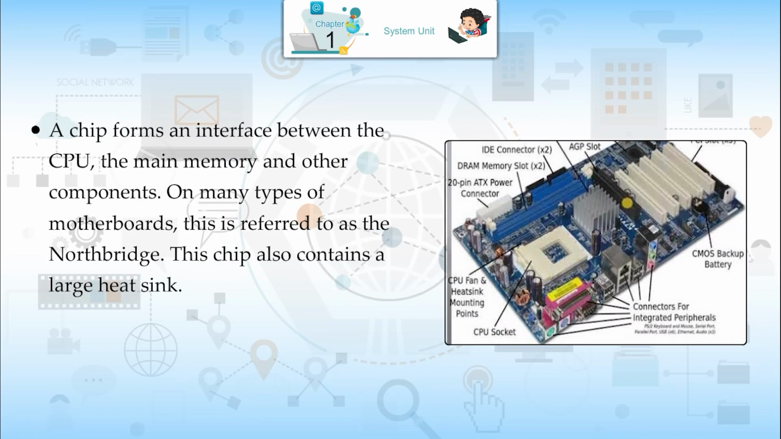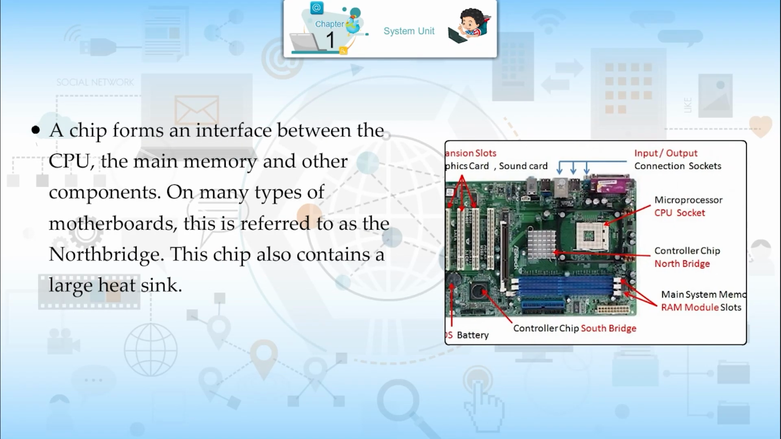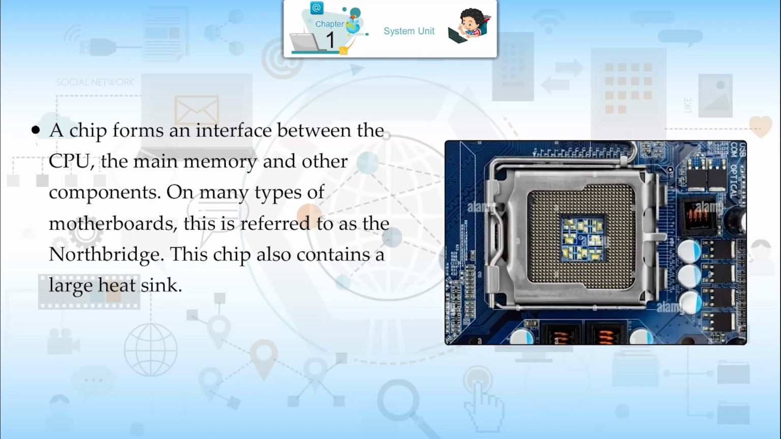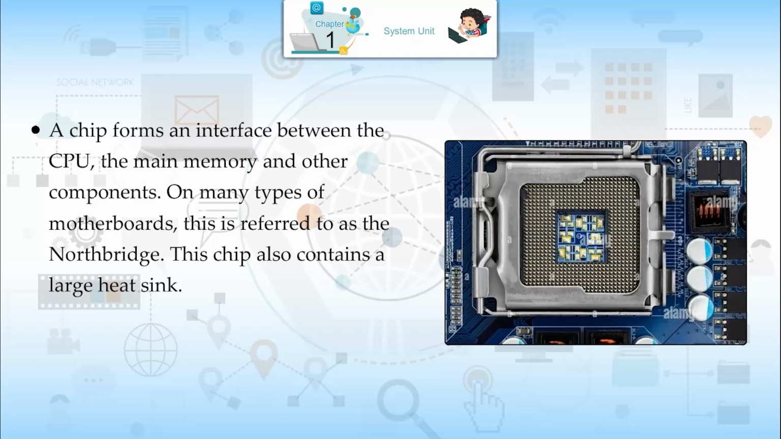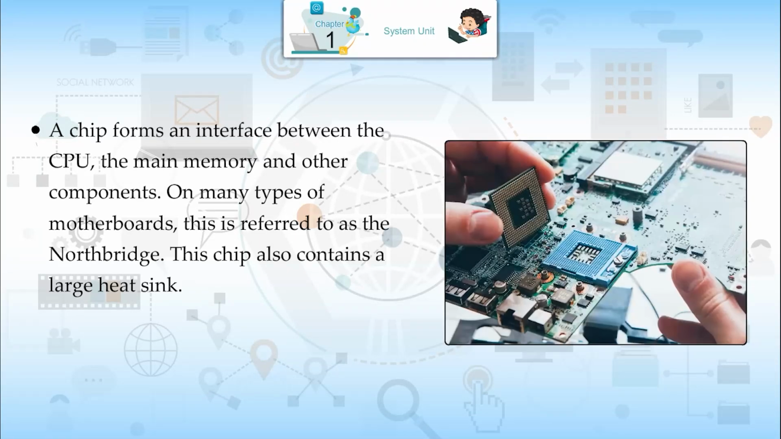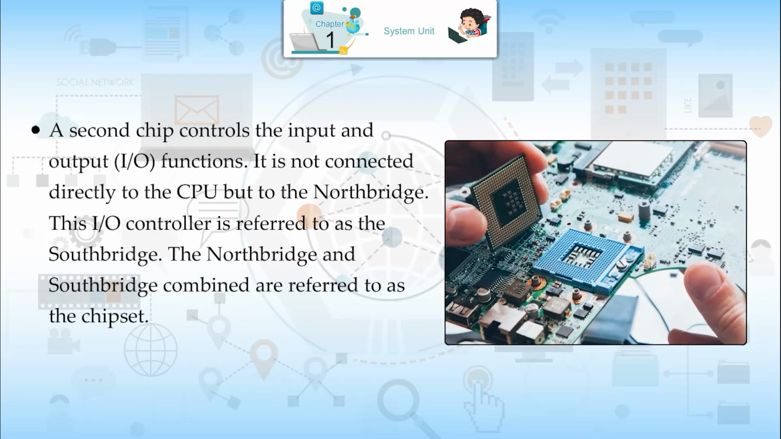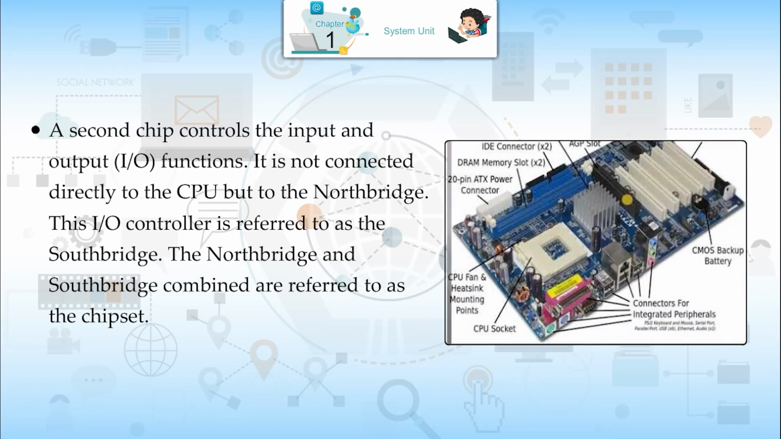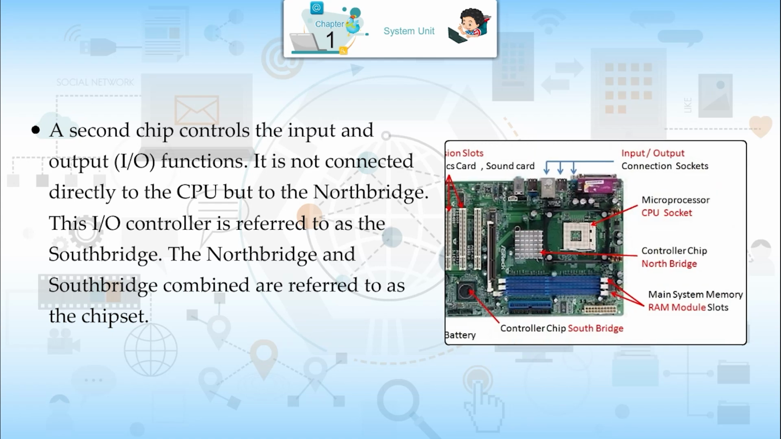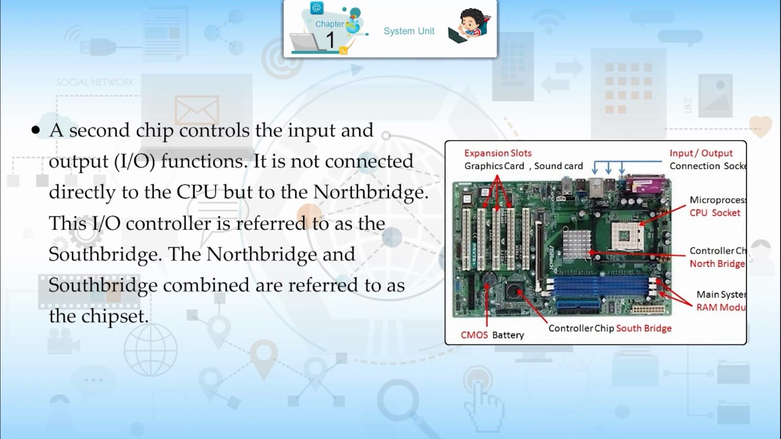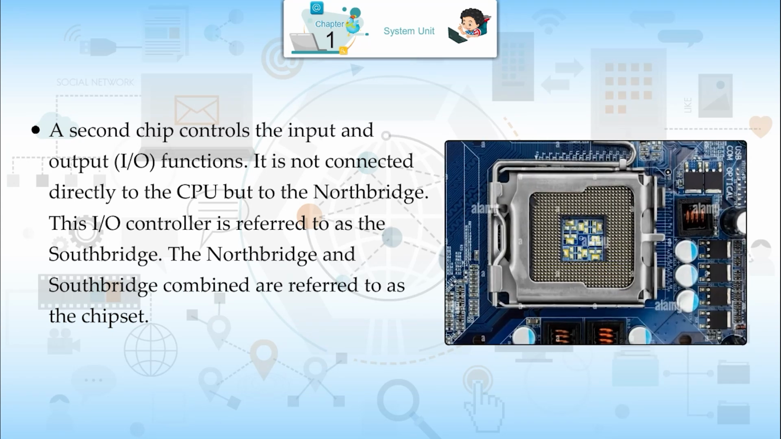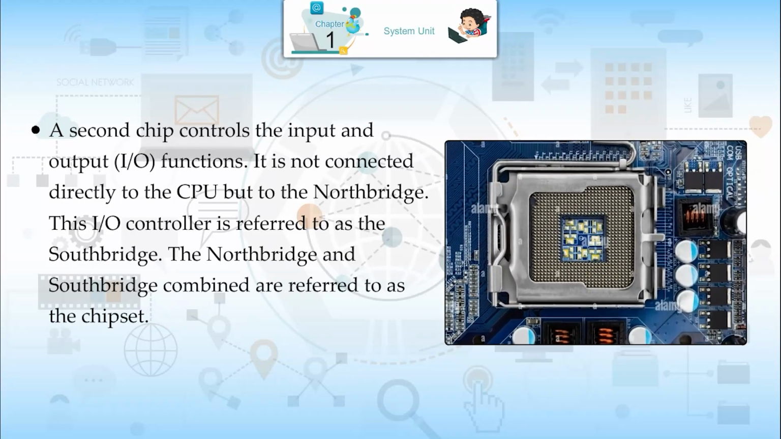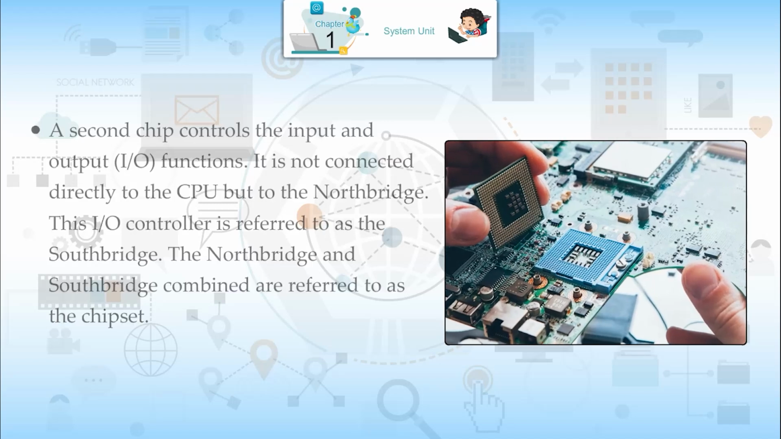A chip forms an interface between the CPU, the main memory, and other components. On many types of motherboards, this is referred to as the North Bridge. This chip also contains a large heat sink. A second chip controls the input and output, I/O functions. It is not connected directly to the CPU, but to the North Bridge. The I/O controller is referred to as the South Bridge. The North Bridge and South Bridge combined are referred to as the chipset.